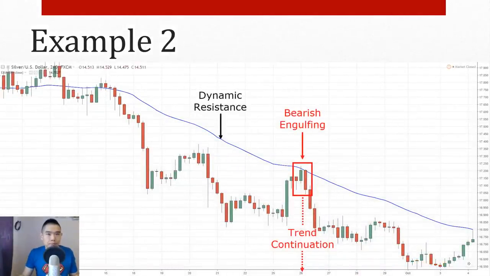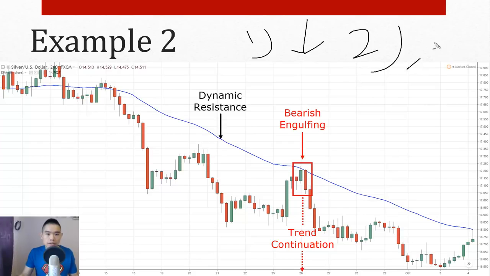Second example. What is the trend? Number 1, the trend is down, a downtrend. You can see that the price is coming down lower. Number 2, where is the area of value? This time around, the area of value is a moving average. This is the 50-period moving average, acting as a dynamic resistance.